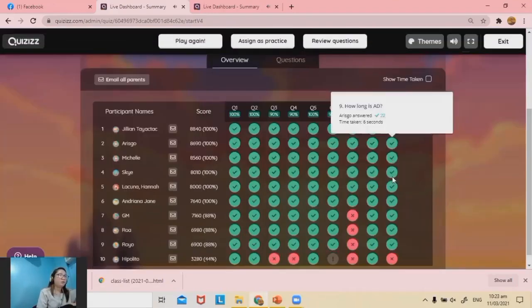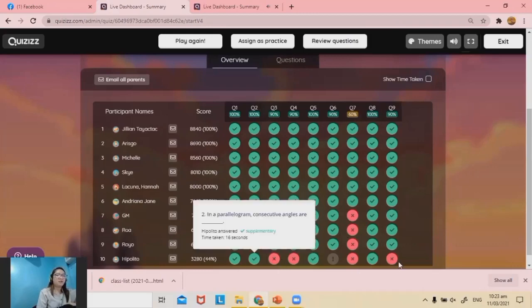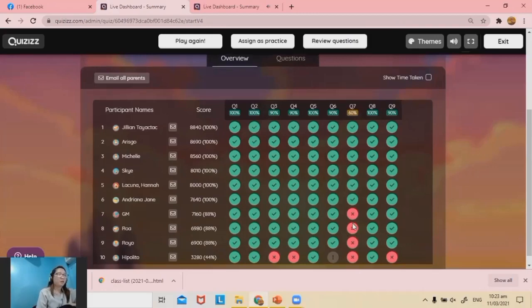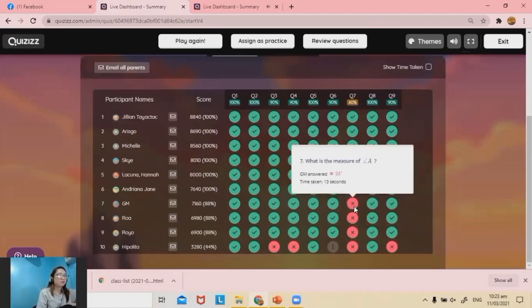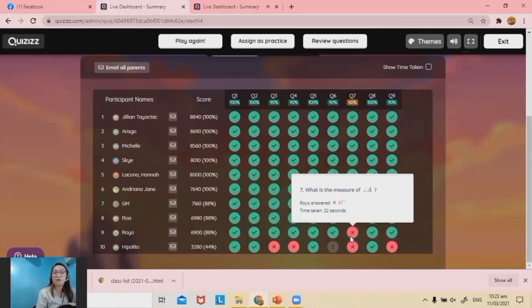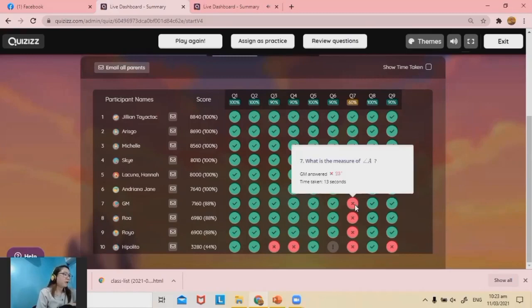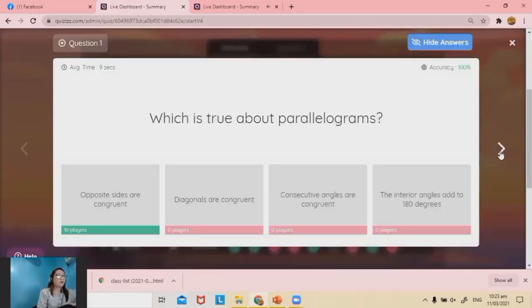Okay, 1, 2, 3, 4, 5, 6. Six out of 10, but Phoebe here was not able to finish her work because of a technical problem. But nevertheless, this is still a good result because the rest who did not get a perfect score have only one mistake or one error. Okay, so with that, let us review the questions that you had a mistake in.